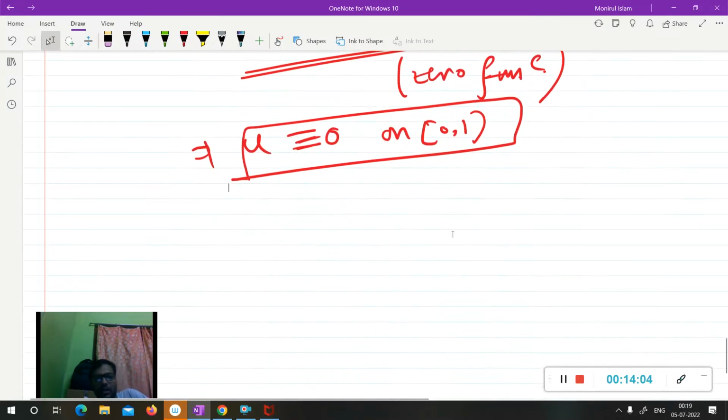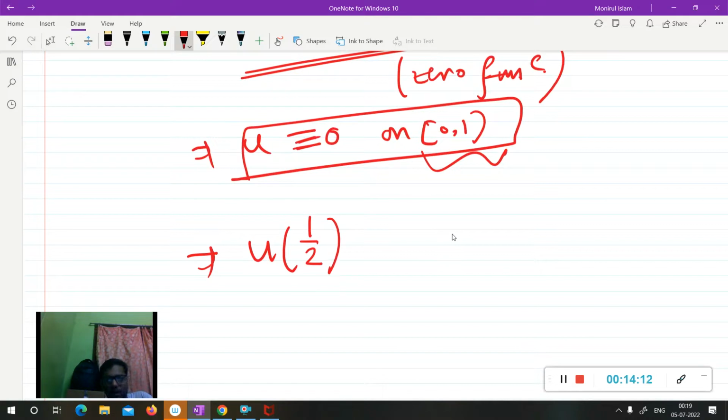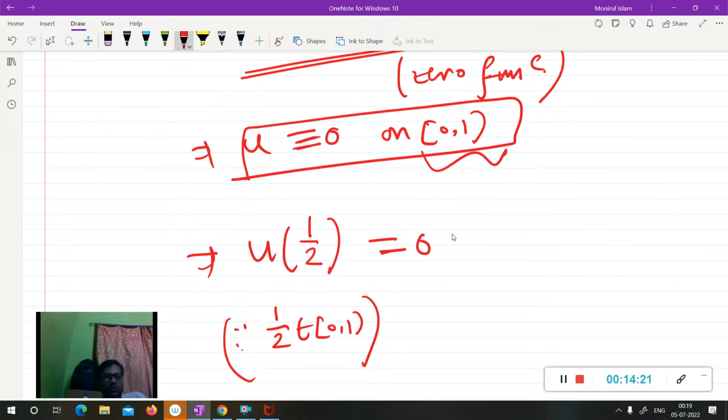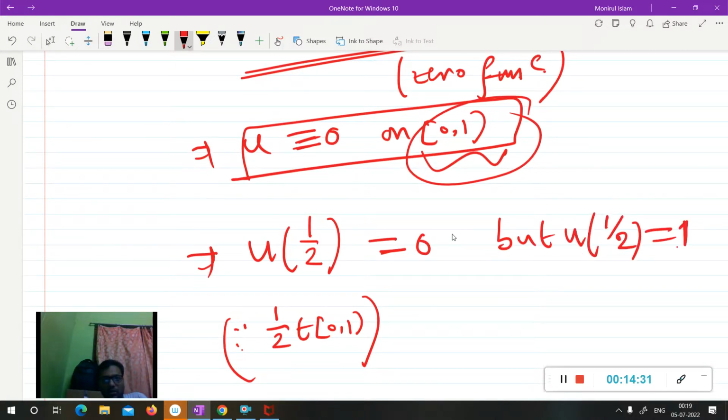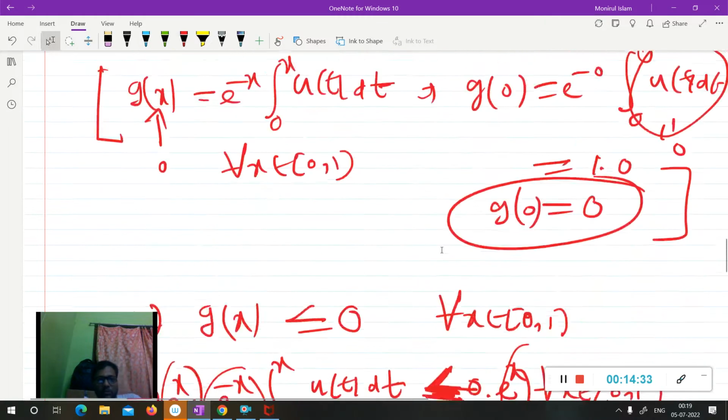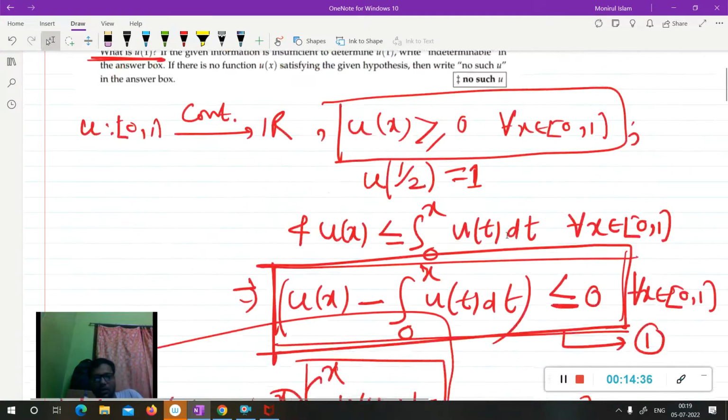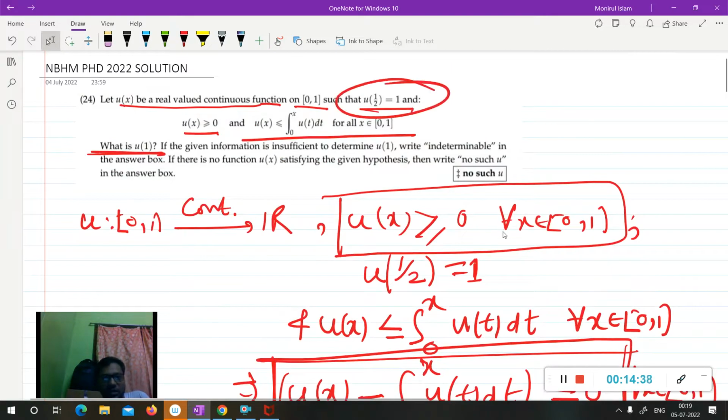Since u is identically the zero function on [0, 1], the value at any x belonging to [0, 1] will be 0. Since 1/2 belongs to [0, 1], the value of u at 1/2 will be 0, because all its values are 0. But it is given in the question that u(1/2) equals 1.